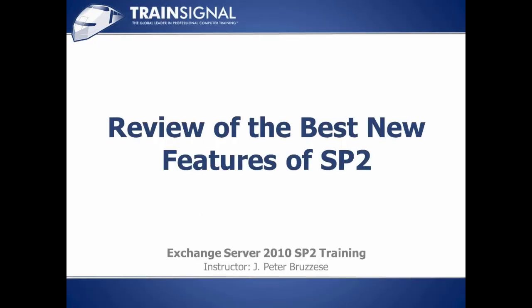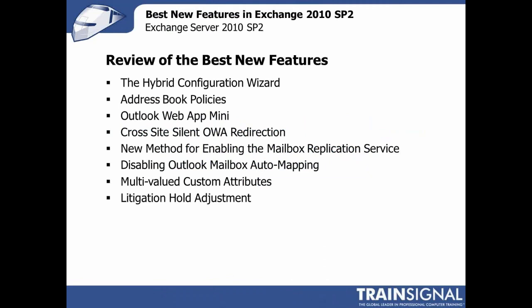All right, so just a quick review of the best new features of Service Pack 2 because we are running down to the wire here. We have 2 minutes to go. In our webinar today, we talked about the hybrid configuration wizard, address book policies, Outlook Web App Mini, cross-site silent Outlook Web App redirection. We discussed the new method for enabling the mailbox replication service, and for some, the old method worked just fine. We should have left it at that. For others, maybe you're friends with PowerShell now, and so perhaps you have no trouble using the script. We discussed disabling Outlook mailbox auto mapping, multi-valued custom attributes, and it looks like some of you in the audience are going to really enjoy that feature, and the litigation hold adjustments.